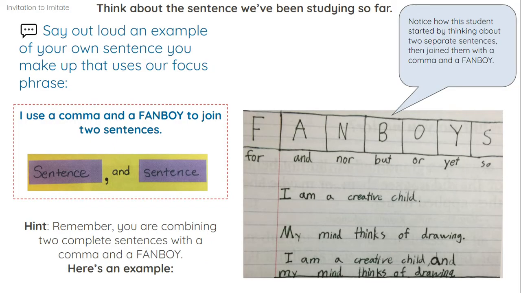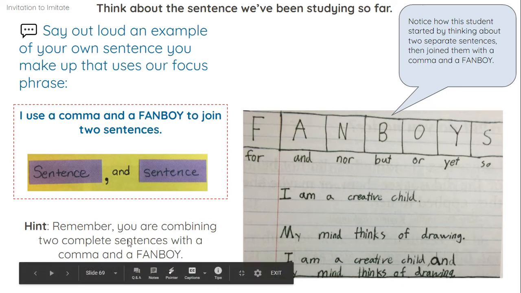Here is just an example. This is to remind you that you need a sentence, a comma, a fanboy or a conjunction, and then another sentence after that. It says, remember, you're combining two complete sentences with a comma and a fanboy. Can't stress that enough. That's very important.